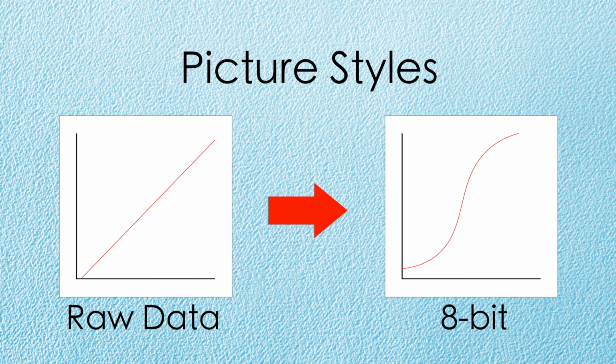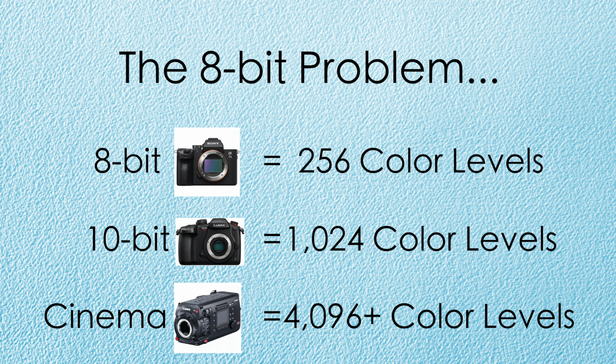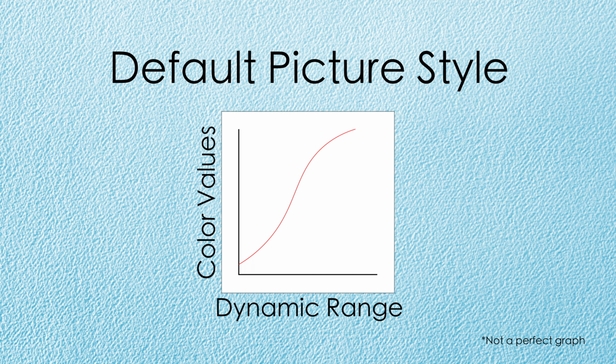See, it all comes down to picture styles. A picture style tells your camera how to encode raw data into your bit depth for JPEGs and video. But there's a problem. An 8-bit camera can only record 256 color levels. Compare this to a 10-bit camera, which can record over 1,000, and a cinema camera, which can record a lot more. So, your camera has to decide where to map these limited color values over dynamic range. And it uses a default picture style to do so.